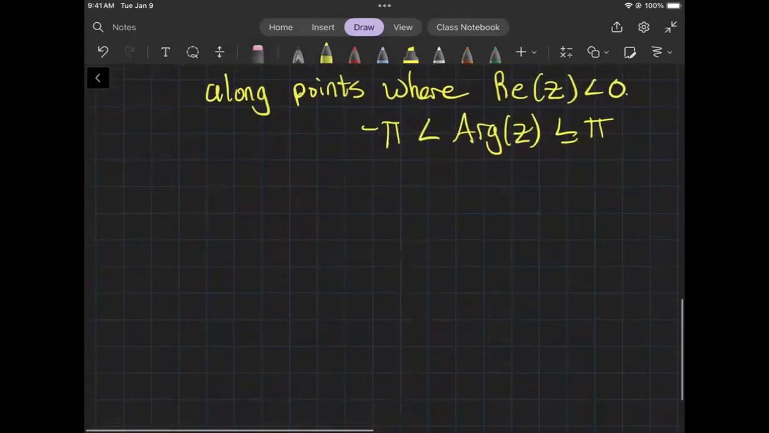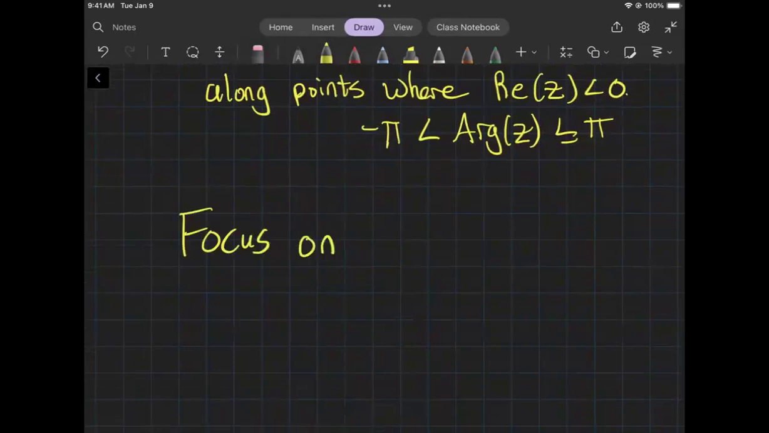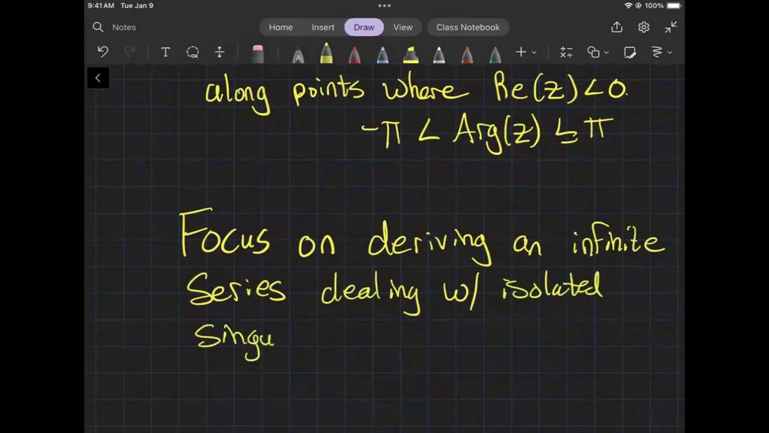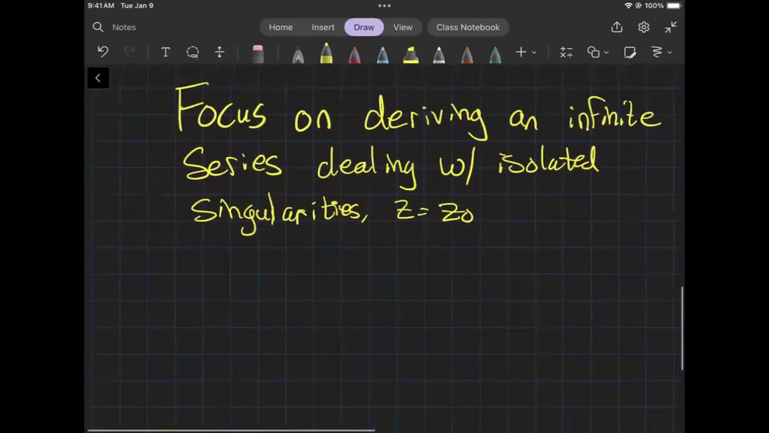So we are going to focus on deriving an infinite series dealing with isolated singularities at z equals z naught, okay?